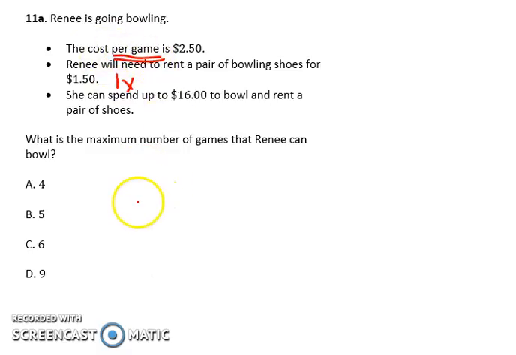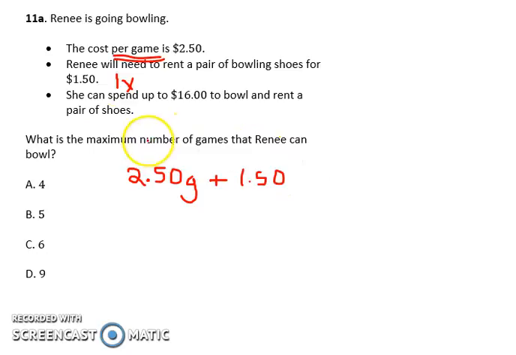This per game, we don't know how many games she's going to bowl, but we can use variables to help us figure that out. It's $2.50 times the number of games she's going to bowl. We don't know what that number is going to be. I'm just going to call it G for games. Plus, remember, she has to rent her shoes, and that's just a one-time cost. It's only going to cost her $1.50 no matter how many games she bowls. She's going to pay for the shoes, she's going to put them on, and she's just going to bowl until she is all bowled out.